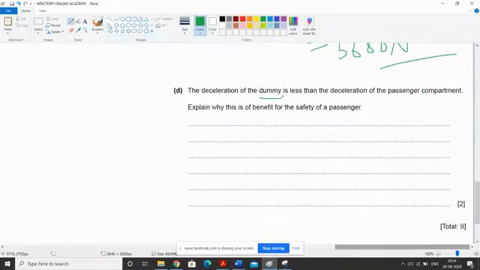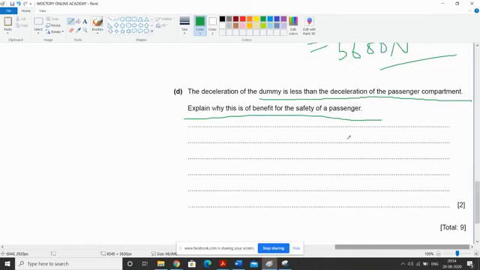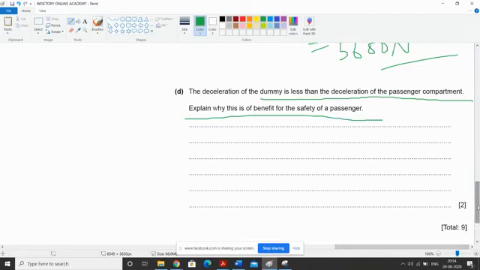The deceleration of the dummy is less than the deceleration of the passenger compartment. Explain why this is a benefit. In the previous MCQ question, we discussed that if the deceleration of the dummy is less, it means the force of impact on the dummy is less. And if the force is less, there is less injury to the passenger. So that's why it is a benefit for the passenger. That's what you can write here.